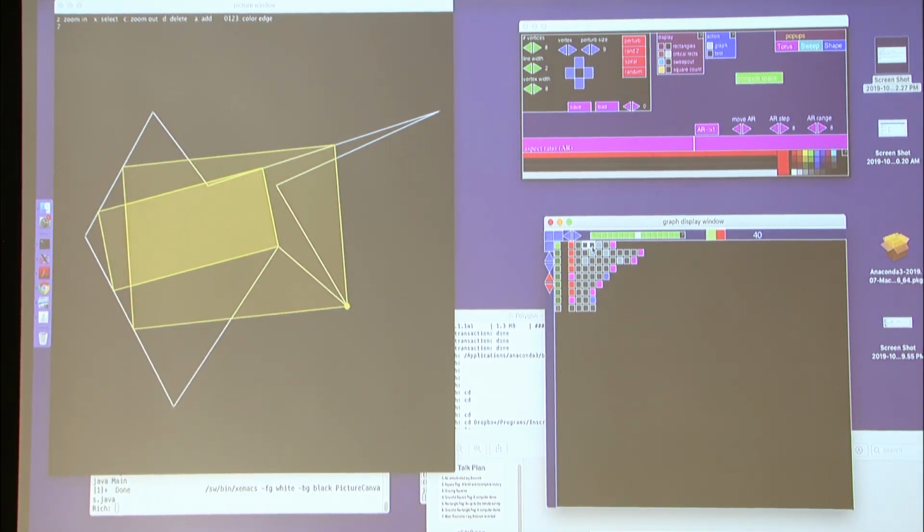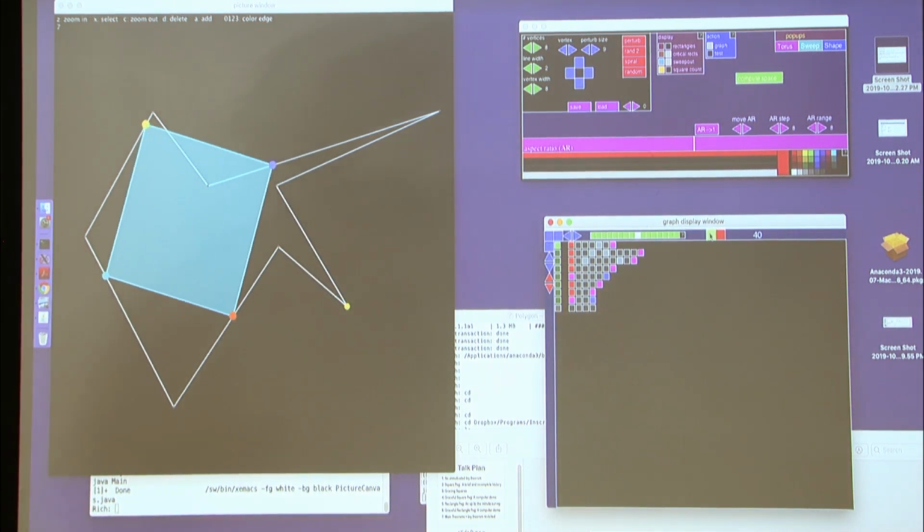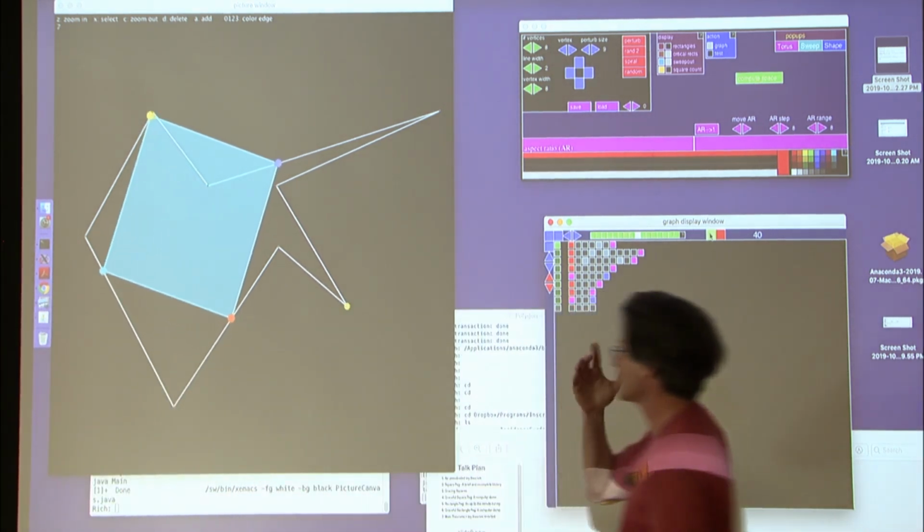And so, let me just see if I can get this to work. Right. So this shows one of the components of this manifold, and there's some interesting things I'm going to point out about this. I'll just let it run.